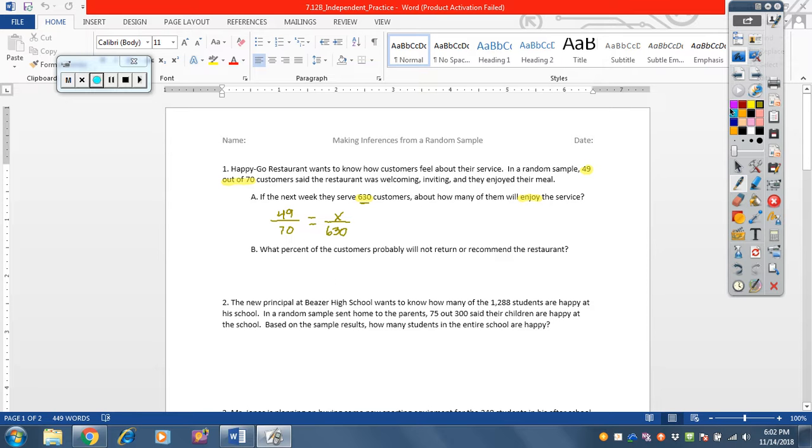Now B says, what percent of the customers probably will not return or recommend the restaurant? So if you are not coming back, did you enjoy the restaurant? You probably didn't. So we need to know if 49 enjoyed it, how many are not happy? That number is going to go here. And then you're looking for a percent, so you need a percent proportion.